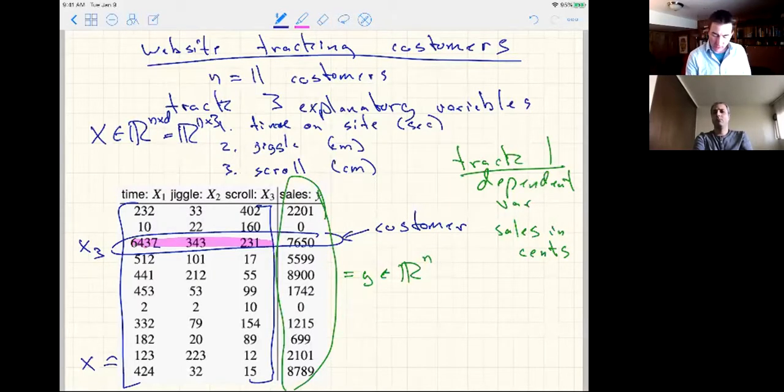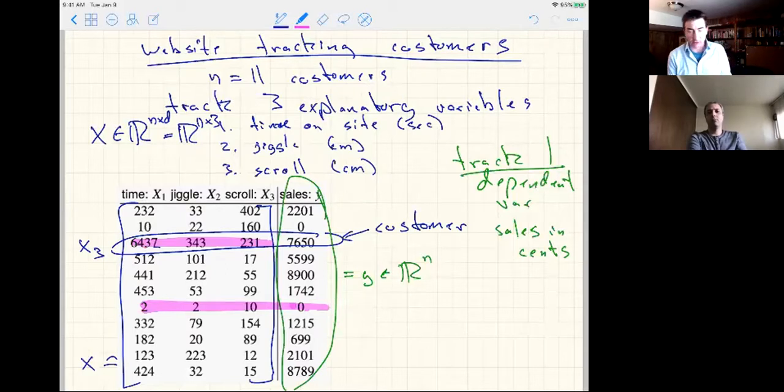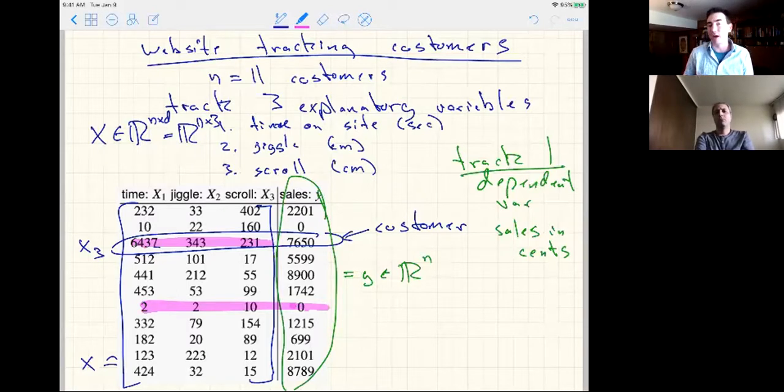If I look at, for instance, this customer here, they spent very little time, they didn't jiggle at all, and they scrolled very little on the website, and they didn't buy anything. So I think the less they interact with it, the less they spend, where the more they interact, probably the more they spend. This is a hypothesis, just glancing at the data, but I'd like to find the best model, given this data, that is predicting the sales.